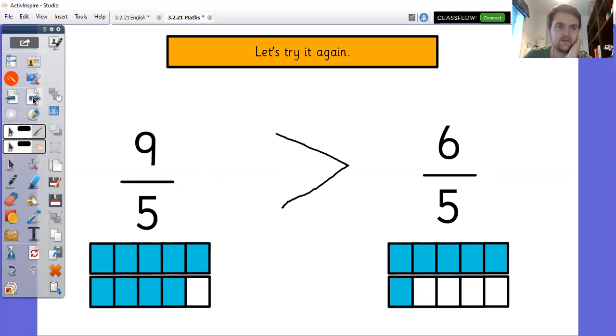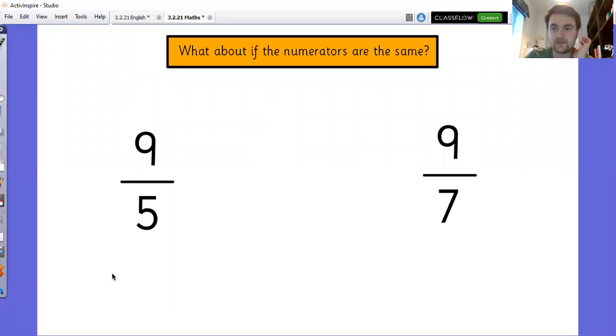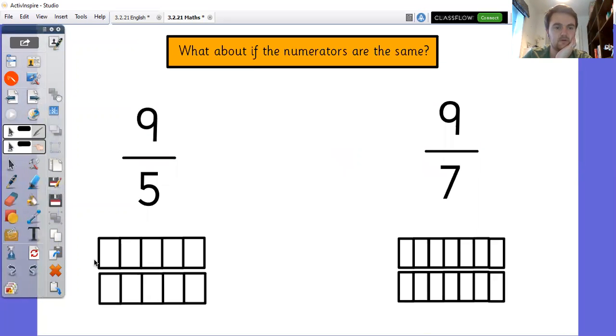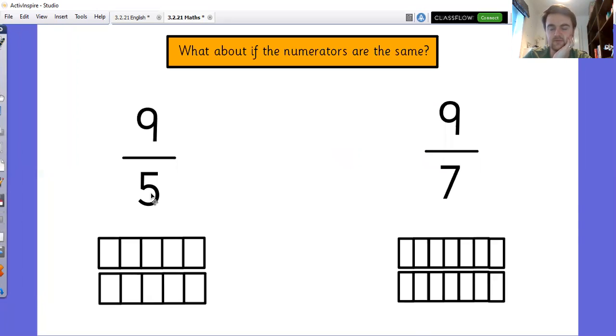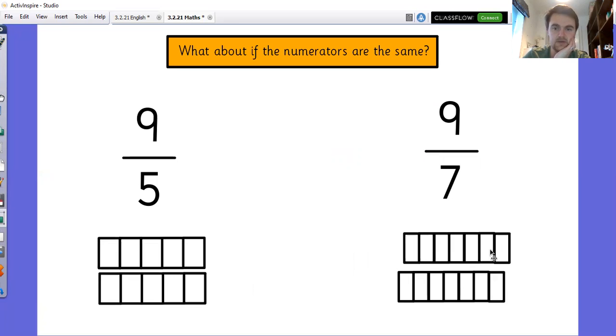Now, what about if the numerators are the same, but the denominators are different? So here we've got 9/5 and we've got 9/7, and we talked about this yesterday. The larger the number that the denominator is, the more equal parts the whole is split into. And the more equal parts the whole is split into, the smaller those parts are going to be. So we can work it out by using that. Here I've got my whole split into fifths. Because it's an improper fraction, I need at least 2 wholes, and there I've got my whole split into sevenths. And if I move this across, I can see that both wholes are the same size.